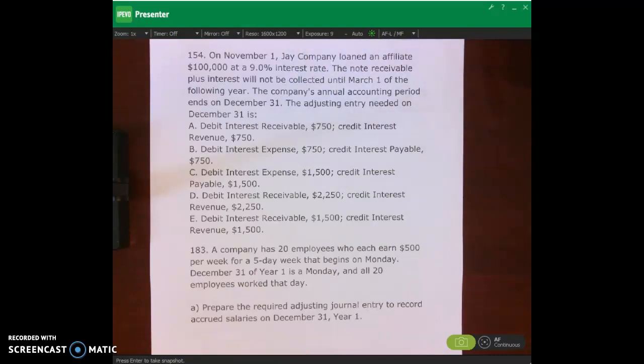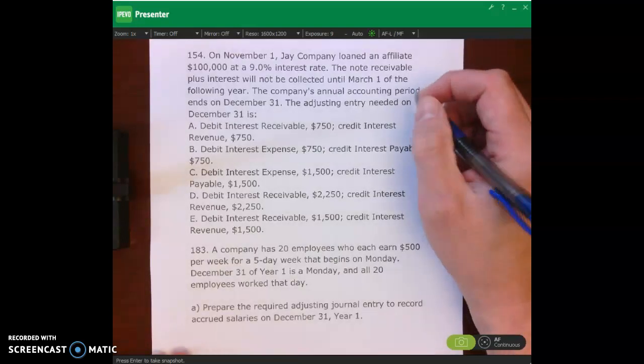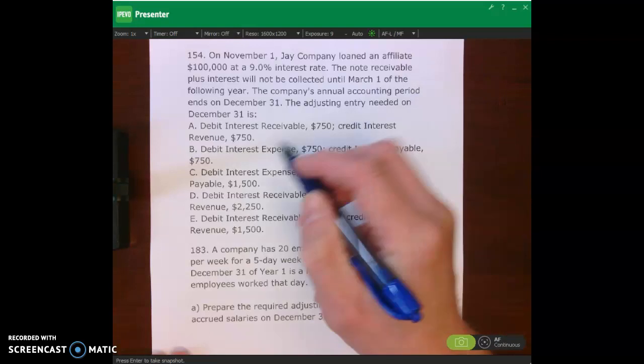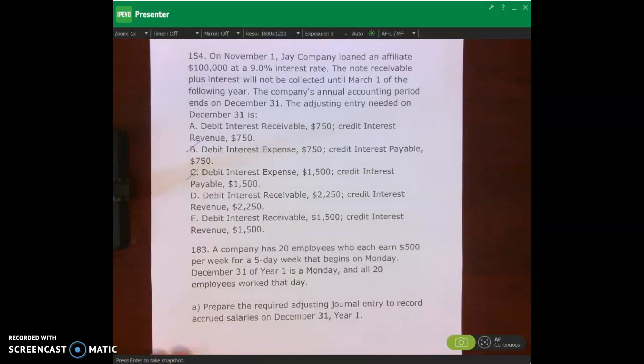So what we have to do on December 31st is record 2 months worth of interest. This isn't rent, it's interest revenue. We have to record 2 months worth of interest revenue. So the first thing I want to do is calculate how much interest revenue I'm going to receive. And this is not interest expense. So you can see right off the bat, there's no interest expense because we're loaning money to someone else. We're not taking out a loan. So we are receiving interest revenue, not paying interest expense.